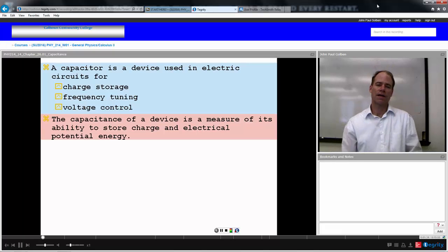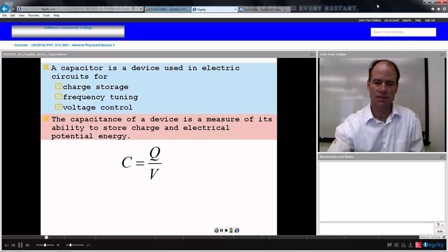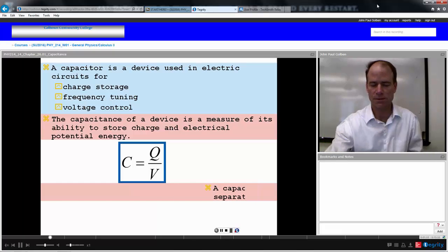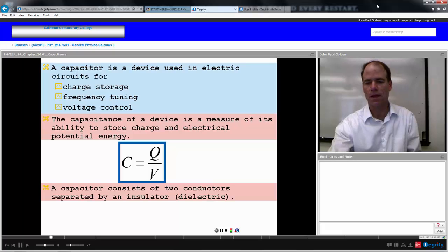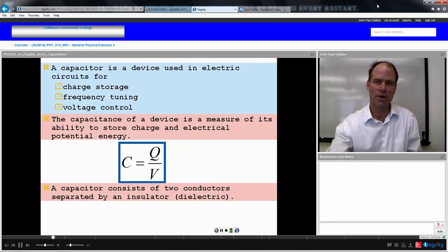We define the capacitance of a device as a measure of its ability to store charge given a potential difference. So we say capacitance is equal to the charge divided by the voltage, or the charge divided by the potential difference. Excuse me. A capacitor will consist of two conductors separated by an insulator, or a dielectric is what we call that.